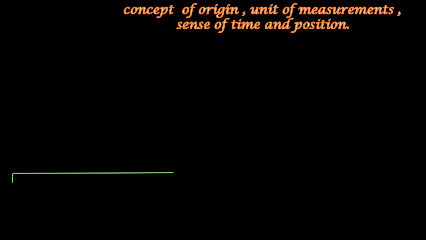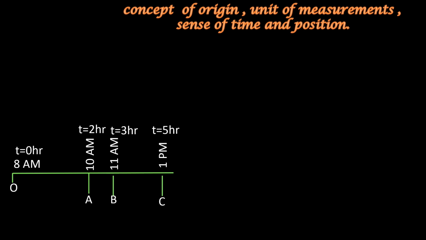Let us consider this illustration. A person starts from home at 8 a.m., moves in a straight line and reaches point A at 10 a.m., continues his journey and reaches point B at 11 a.m., then again continues and reaches point C at 1:30 p.m. The concept of origin here is the time when the journey is started, that is at 8 a.m. And what is the concept of time? The time when the journey starts is taken as t equal to 0 hour. It is marked at the origin O.